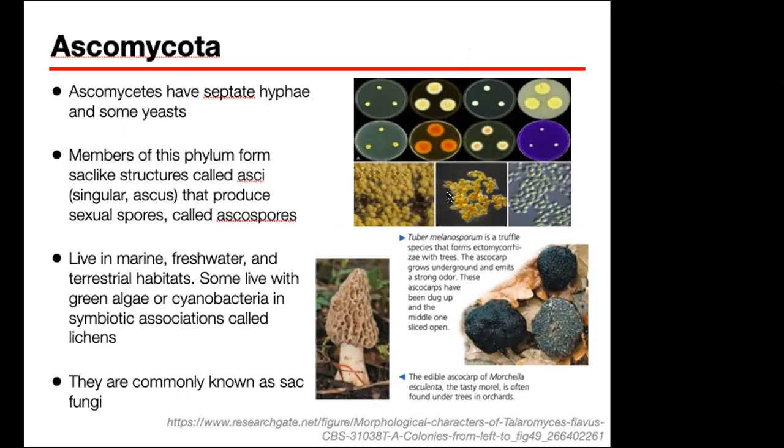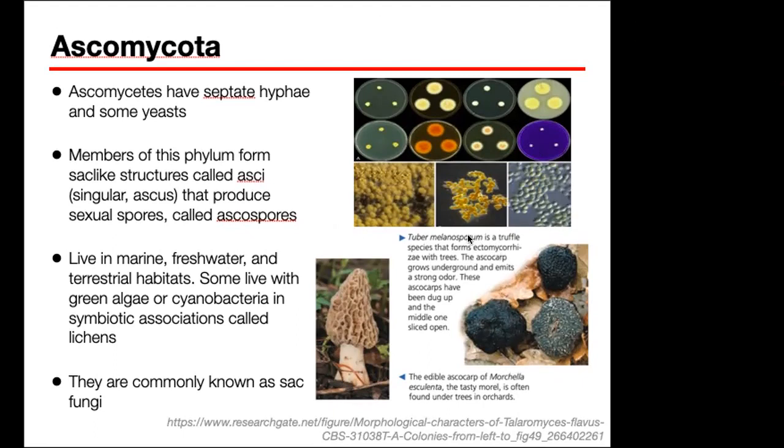So many, no, it's actually more than half of the members of this phylum Ascomycota form symbiotic associations with algae to form lichens. So in our topic on the importance of fungi, we are going to talk more about these lichens. Okay, so in here we have Tuber melanosporum, no? This is also a truffle species. Ito yung truffle na to, ano?